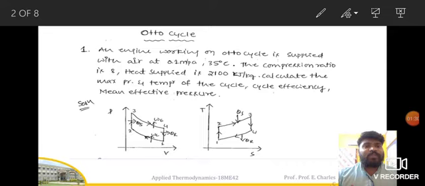So here what we have to find out is the maximum pressure and temperature. If you look at the PV diagram given below the problem, where do we come across the maximum temperature and pressure? Well, the third point. So we need to find out T3 and P3, as well as the cycle efficiency and also mean effective pressure. These four things we should know. So how to find out? This is a simple Otto cycle numerical.